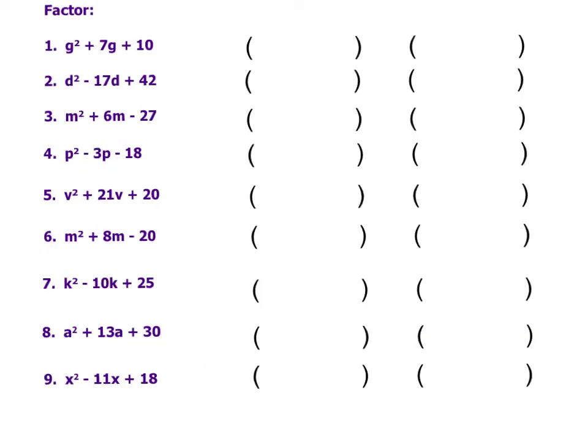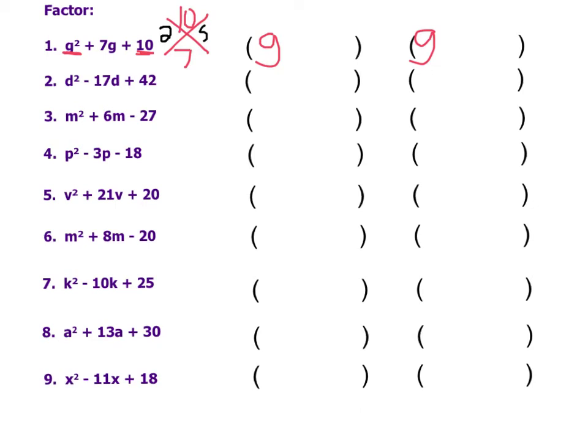Alright, I am not going to do this entire page with you. It'll take forever. But I'm going to do some, and then I want you to pause and try. So here we go. So remember, this first term has to be g times g. So go ahead, write g multiplied by g. So that's this. Then we have to say to ourselves, what multiplied by what is 10, but will add to 7. So you probably already thought of it.